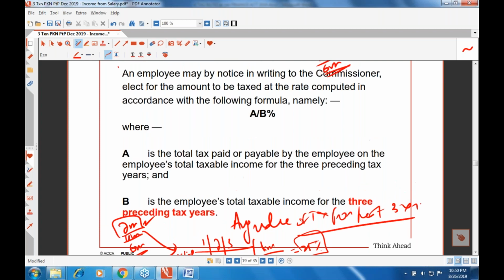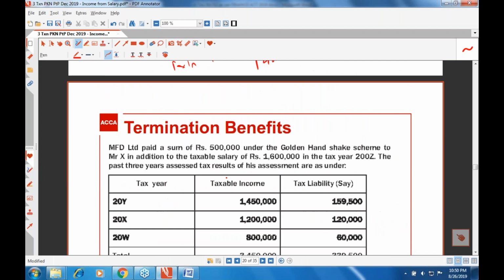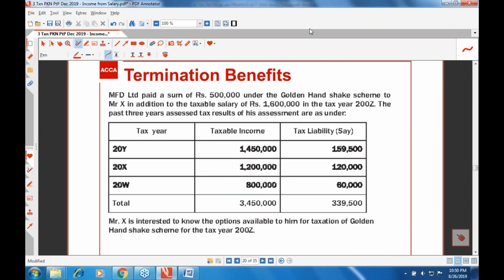So you've got a choice. Either you can opt to have your termination benefits included in your normal salary and pay the tax accordingly, or you have an option where you do not get it added to the normal salary, and instead you get it taxed separately. Now, how do you get it taxed separately? It is very simple: the last 3 years' average rate of tax. Now let's see. This is an example in which I have actually solved the whole scenario. Kindly look at this example, then we'll discuss.